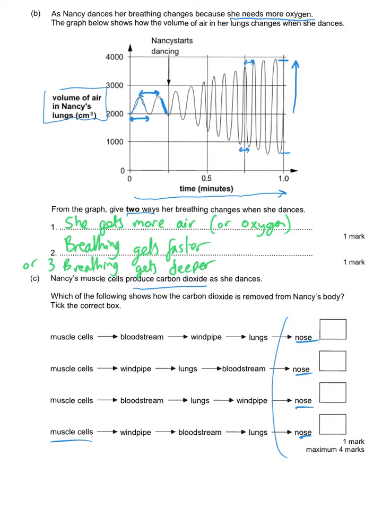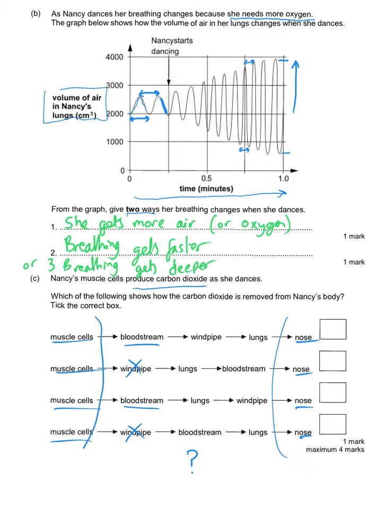And they all begin with the muscle cells that have made the carbon dioxide as they've respired. And so the big question mark is, where do we go from here? So the muscle cells produce the carbon dioxide and it goes on a journey. It has to go into the blood. So it can't go straight from the muscles to the windpipe. So it must go into the blood.